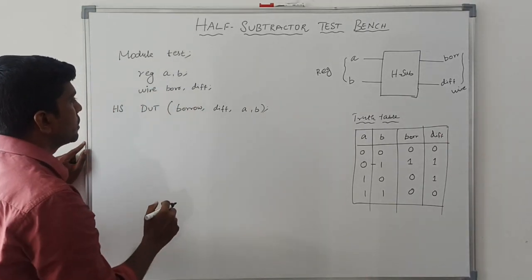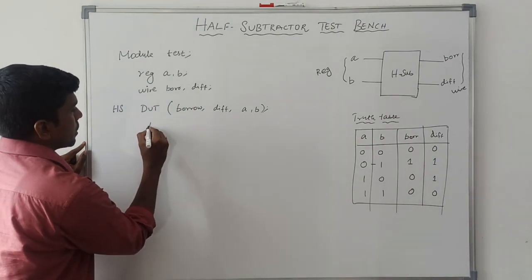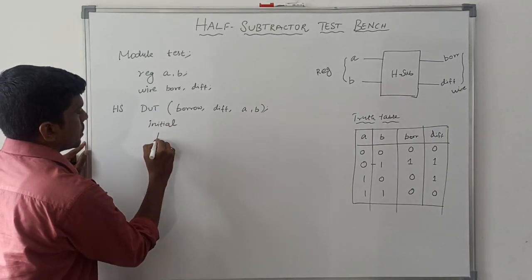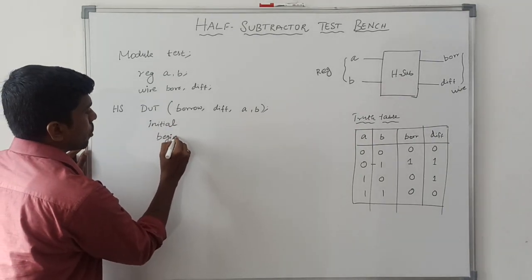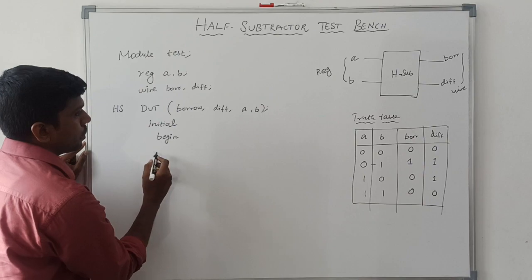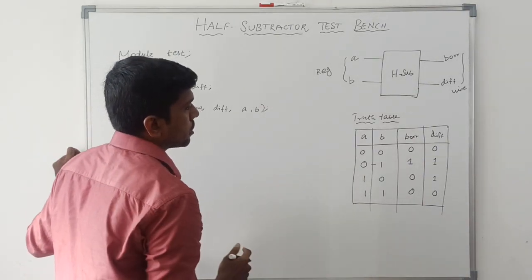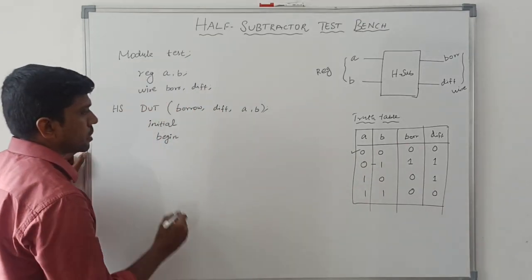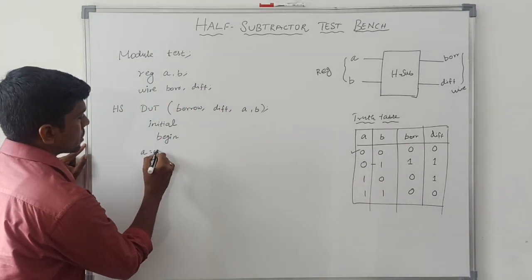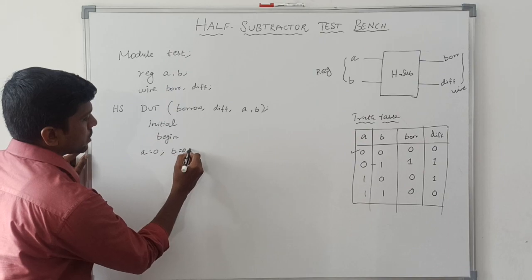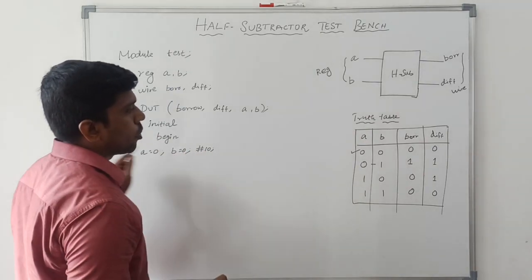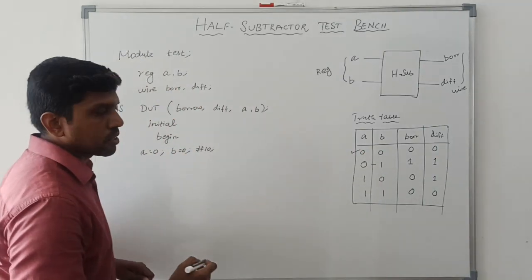After declaring this statement, come to initial, then begin. So begin the operation. Now assigning the input variables based on the truth table. First input variable is A value 0, B value 0. So A equal to 0, B equal to 0. After 10 nanoseconds, the output response will display on the screen.